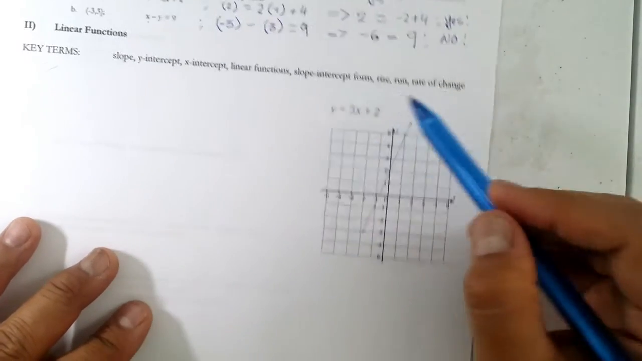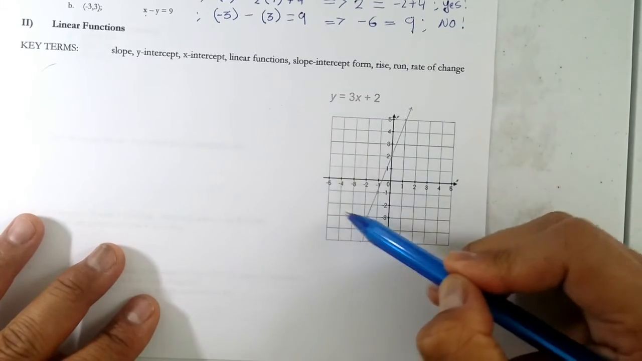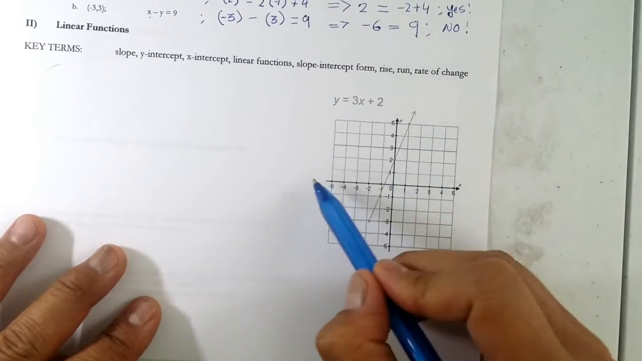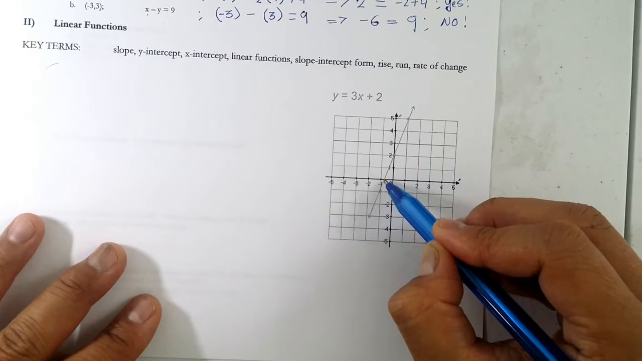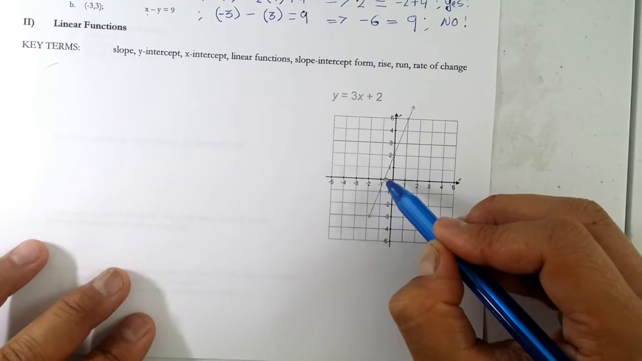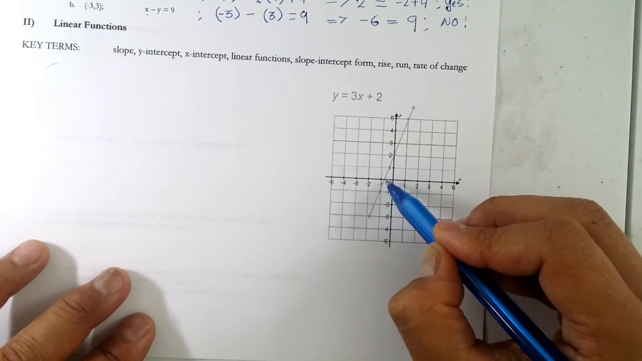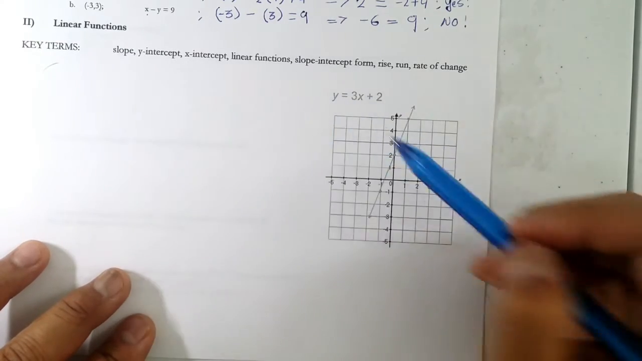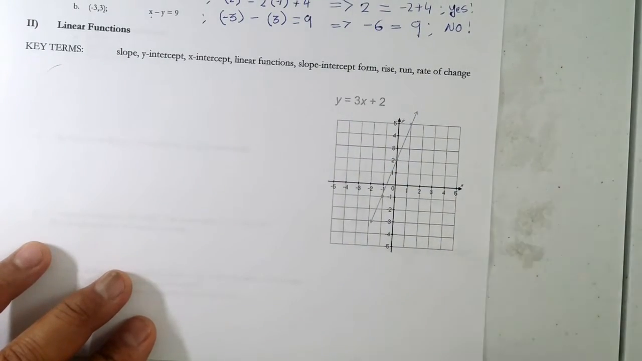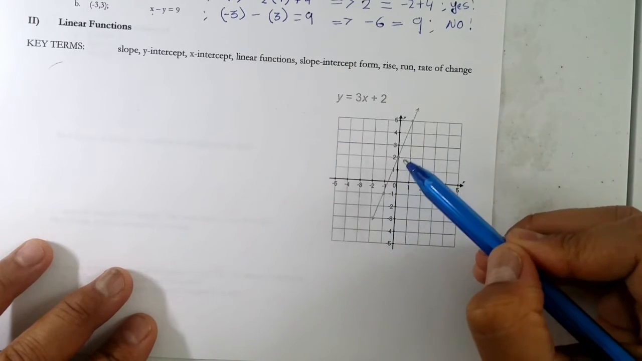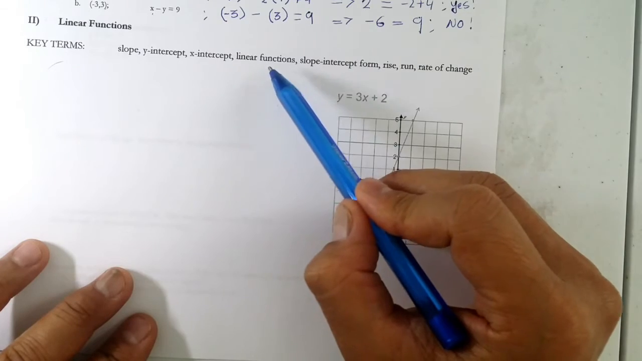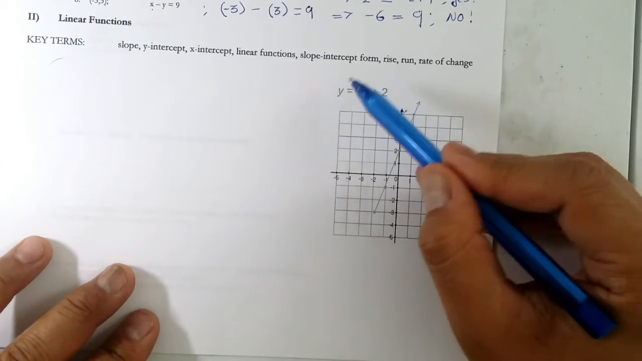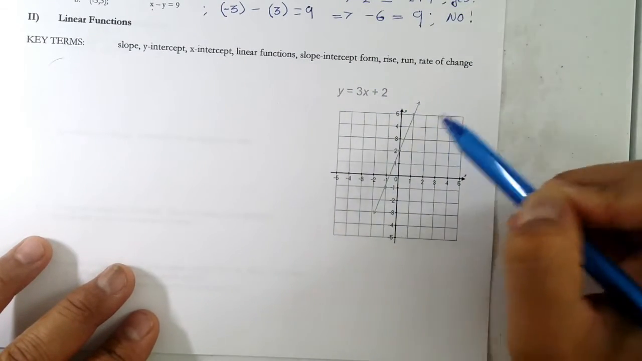X-intercept is where the line will cross the x-axis. Here's your x-axis. The line will cross the x-axis right here, which is going to be some fraction. So that fraction is going to be negative something, comma, 0. Remember that the y and the x-intercepts are ordered pairs. Okay, so that's why you have to describe them as ordered pairs. Linear function, again, any equation that can be graphed as a line is a linear function.